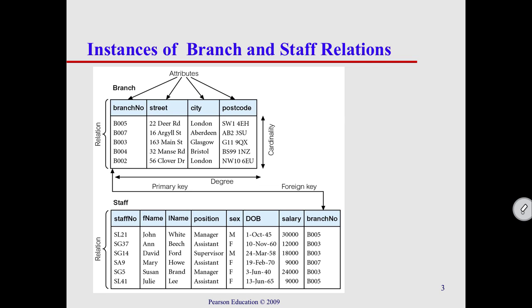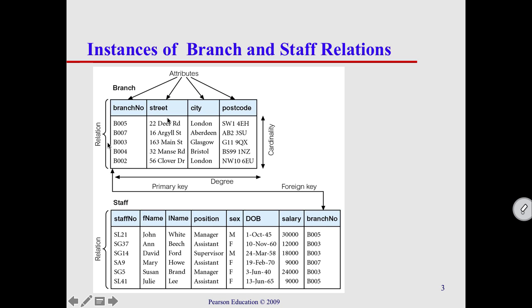Okay. So every cell, we talk about cells in the table. A cell is the intersection, a particular value of an attribute in a particular row. So for example, here 22 Deer Road is the value of that cell. It's the value for the branch B005 that is located at 22 Deer Road.